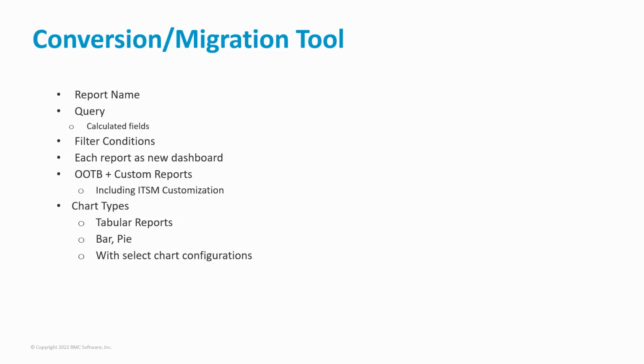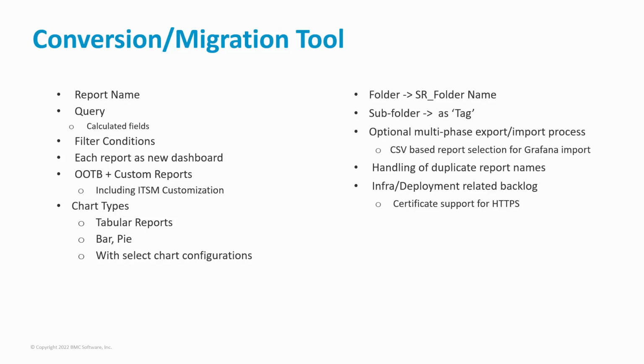Most important, as of now, the conversion tool supports migration of specific chart types like the tabular report. These are actually reports without any charts or visualization. Then the conversion tool supports the bar chart and pie chart as well. The conversion process will also consider the source folder in Smart Reporting and use a similar folder in Helix Dashboard. For a subfolder in Smart Reporting, it will add the corresponding subfolder as a tag during the conversion process.